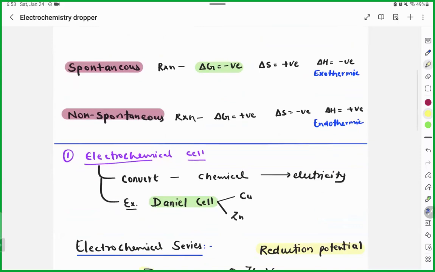Spontaneous reaction means a reaction in which we get energy, which is a good thing for us. Delta G negative means we get free energy, an exothermic reaction, like how we get from food. Non-spontaneous reaction means we have to invest energy. This is a loss-making process. That's why we always prefer spontaneous, exothermic reactions with delta G negative.